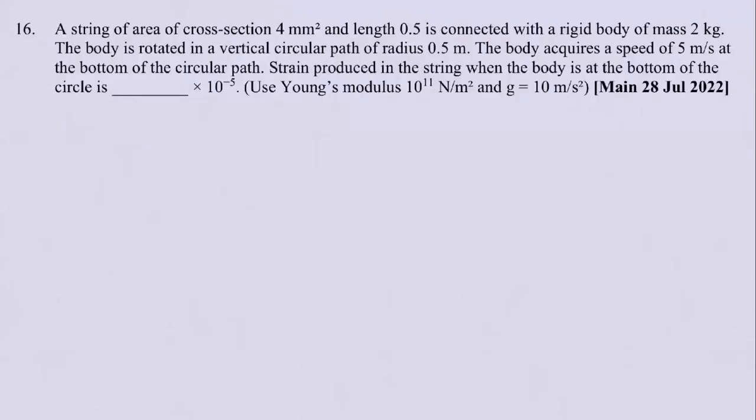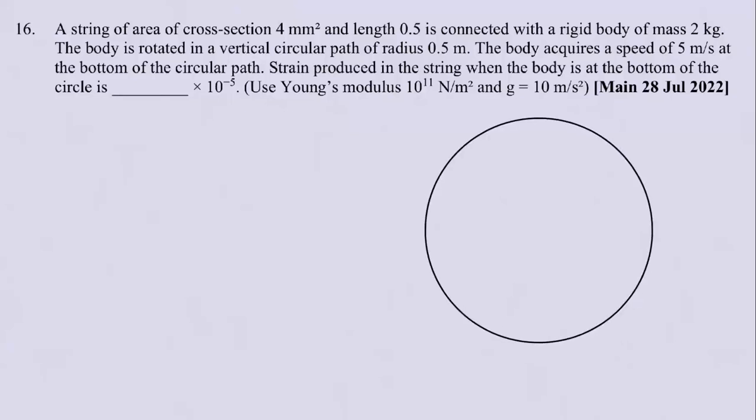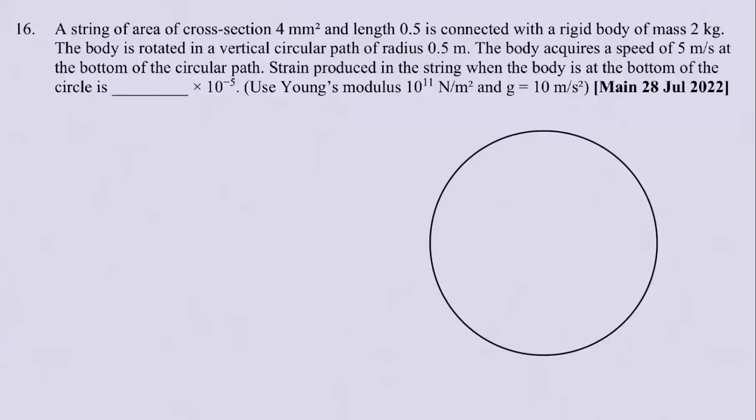A string of cross section 4 millimeter square and length 0.5 is connected with a rigid body of mass 2 kg and the body is rotated in a vertical circular path. You have to be a little careful here. It's a vertical circular path. That's a problem. Okay. Students miss out that point. Okay, so what they do, I'll tell you.